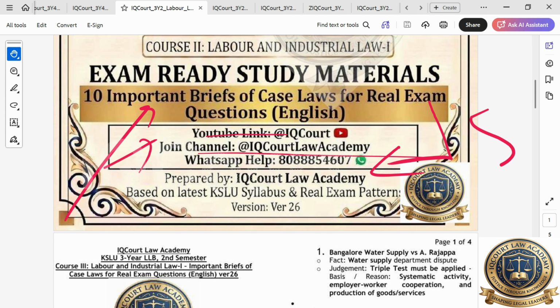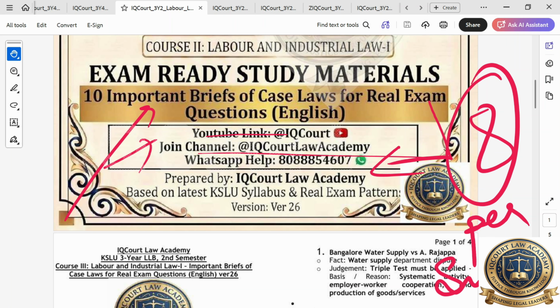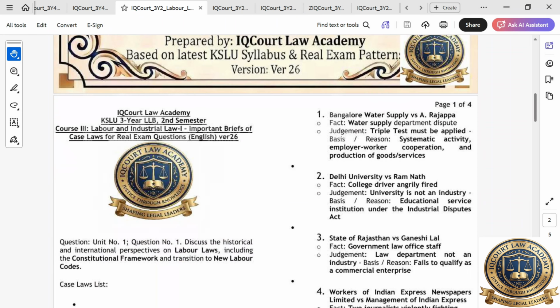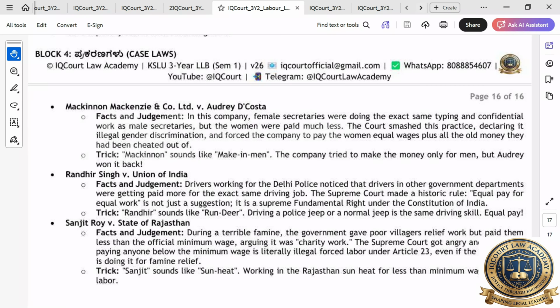There are more than 8 materials we are providing per subject. You can study at your own pace, as per your wish. You can study only JUSTPASS notes, long notes, IQCourt special notes, or only the headlines, and you can easily clear the exam. See, everything is there. Everything is ready. You just have to study.